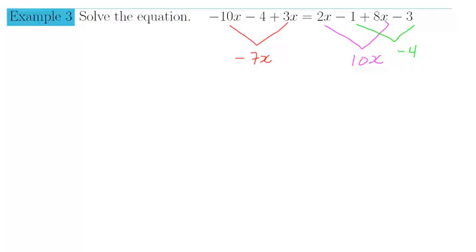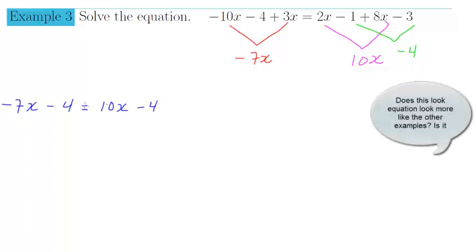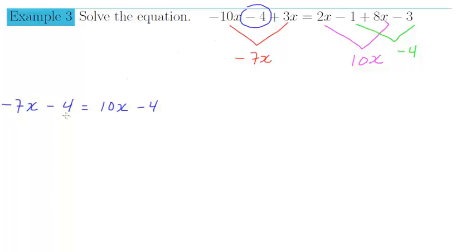Okay, so now let me rewrite where I'm at here with my equation. On the left side, I have a negative 7x minus 4. And then on the right side, I have a 10x minus 4. Okay, so don't forget to bring down this negative 4 right here. Even though we didn't collect him with anybody else, he's still there. He comes down right here. Alright, so now we're back in a situation we're more used to, where we have a number on both sides, an x on both sides, and we have to solve.